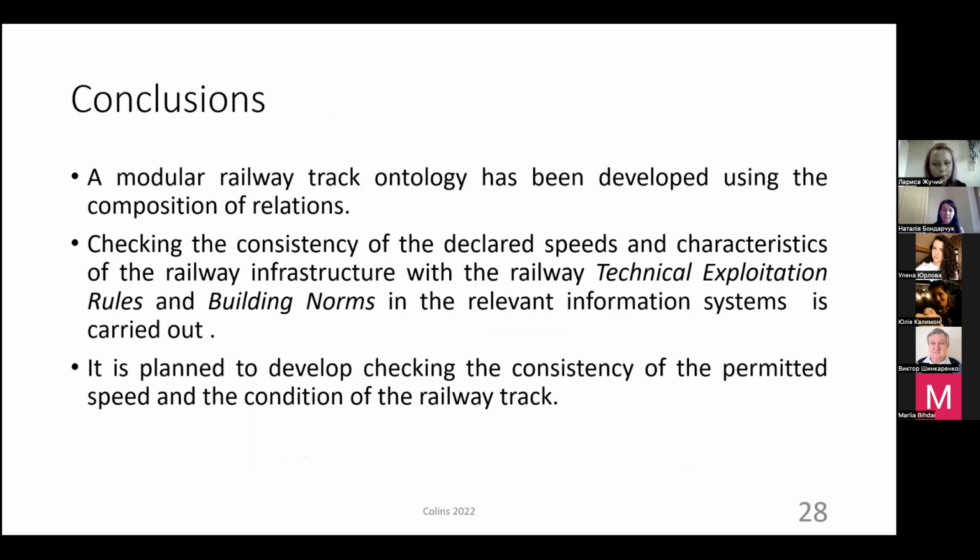Checking the consistency of the declared speeds and characteristics of the railway structure with railway technical exploitation rules and building norms in the relevant information systems is carried out. It is planned to develop checking the consistency of the permitted speeds and the condition of the railway track.